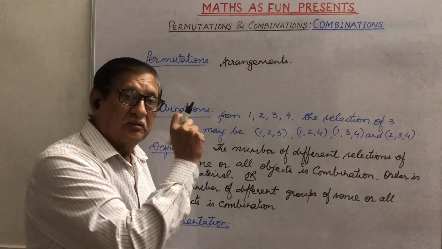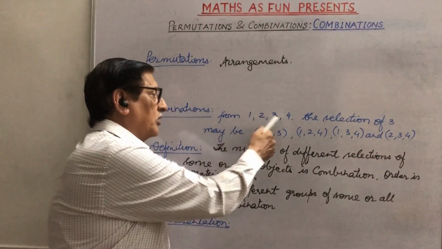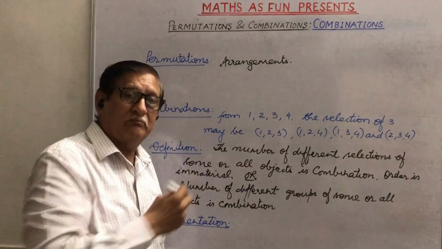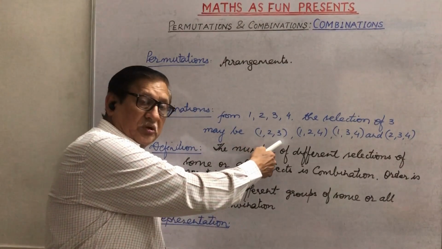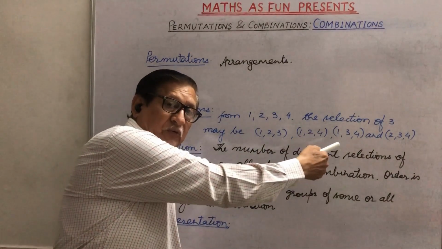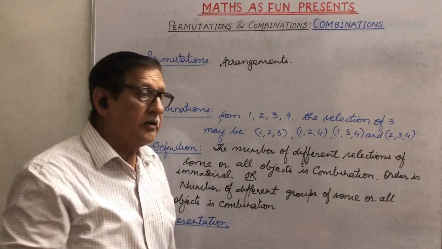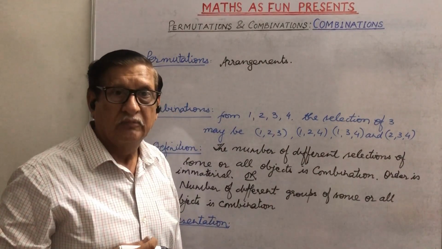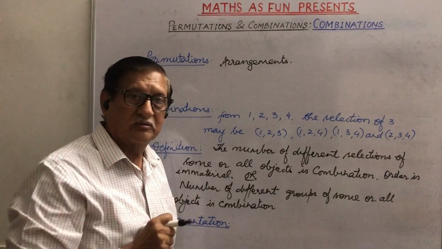Here we can think of an example. Suppose we have four numbers 1, 2, 3, 4 and we want to select any three of them. Then these three can be taken as either 1, 2, 3 or 1, 2, 4 or 1, 3, 4 or 2, 3, 4. Here the order of them is immaterial, so we are taking only one order. That is what a combination is.